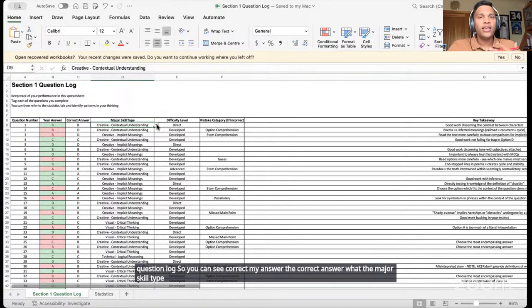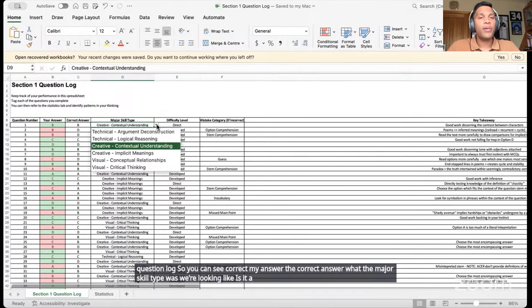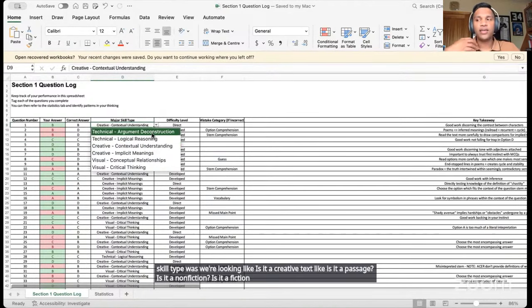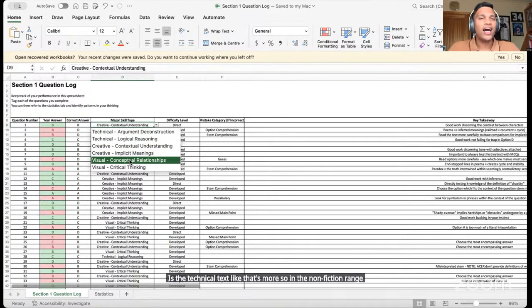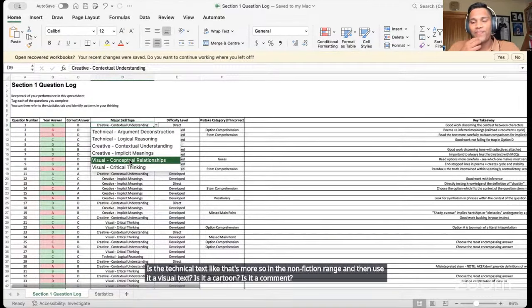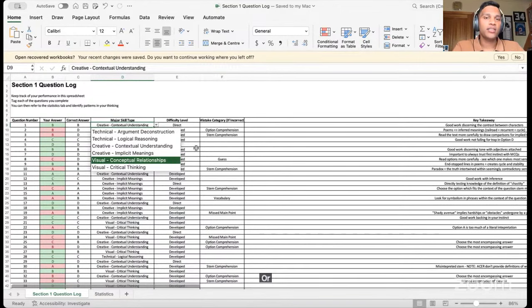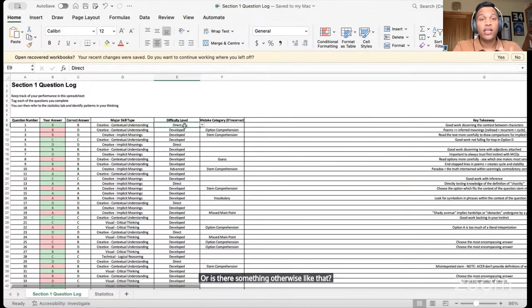So we're looking at, is it a creative text? Is it a passage? Is it non-fiction? Is it fiction? Is it a technical text, which is more in that non-fiction range? And then is it a visual text? Is it a cartoon? Is it a comment? Or is it something otherwise like that? And then the difficulty level of the question, and then figuring out what the mistake category is.